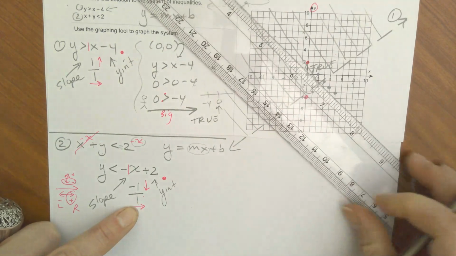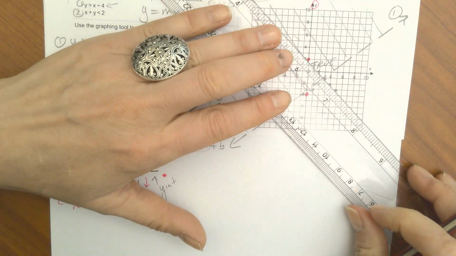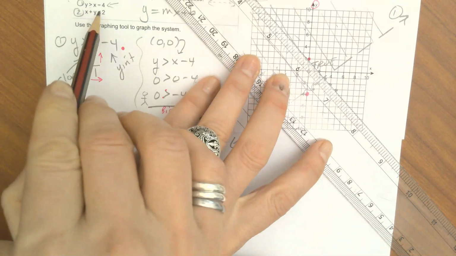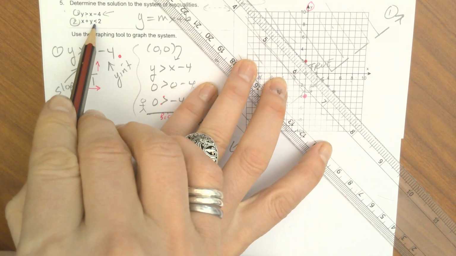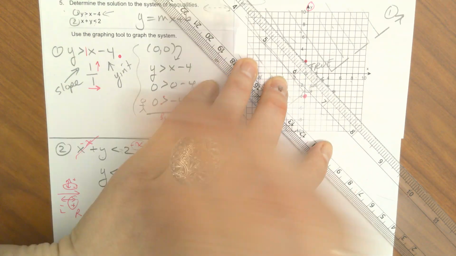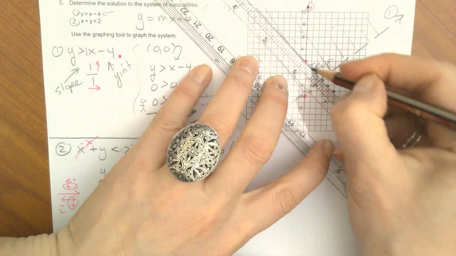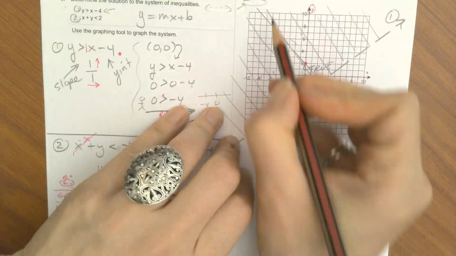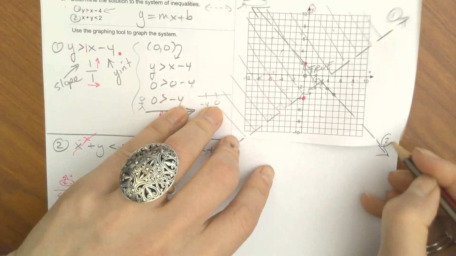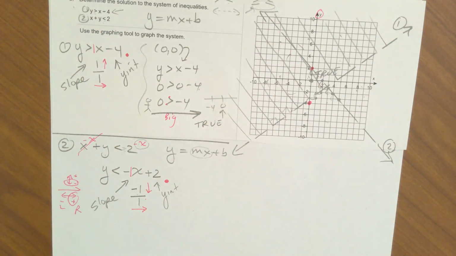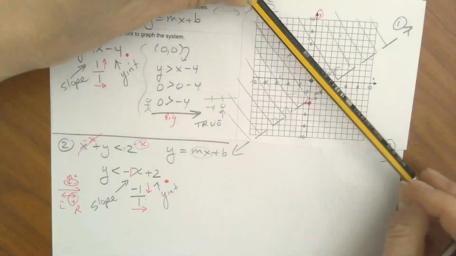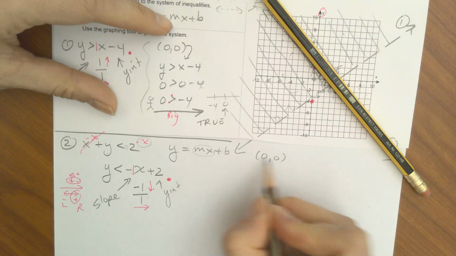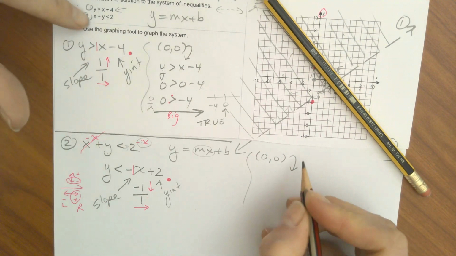But be careful, don't put the line on yet. Is it going to be solid or dashed? There's no solid line here, so it's going to be dashed. So that's my line number 2. Okay. Now I have to decide what side to color. So I'm going to take the easiest point, 0, 0, and substitute it into this inequality.